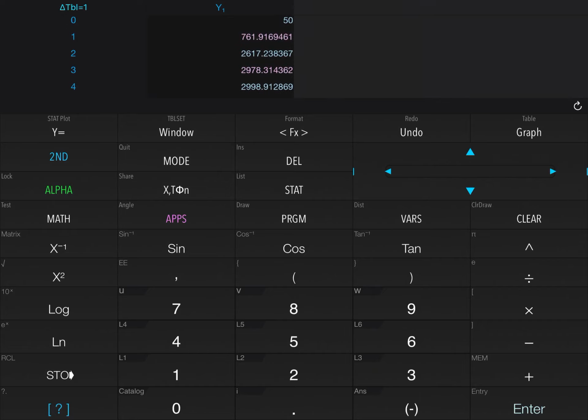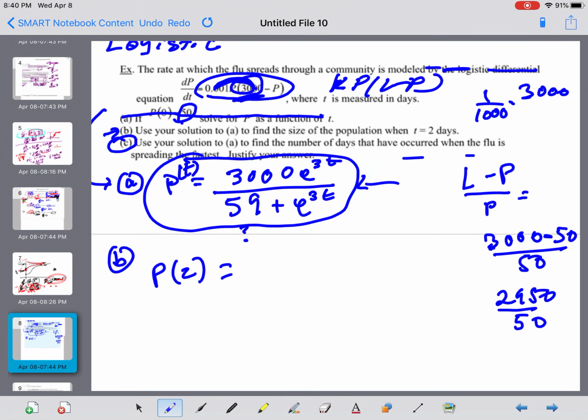So at 2, you can see we have 2,617 people have the flu. I don't think I can write on the screen, but it's right in here. All right, so 2 is right where you can see it, 2,617. So the answer to this would be, you would go to table and just fill in 2. 2,617 people would have the flu after 2 days.